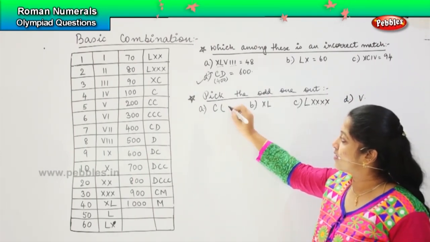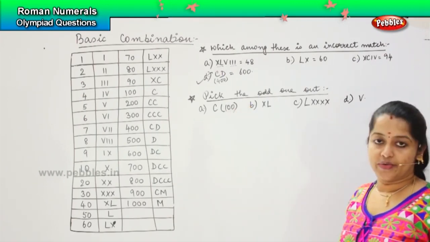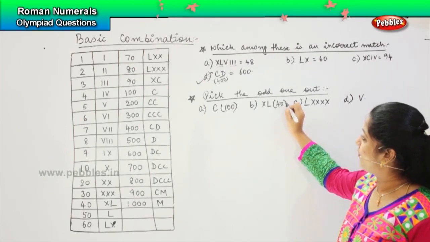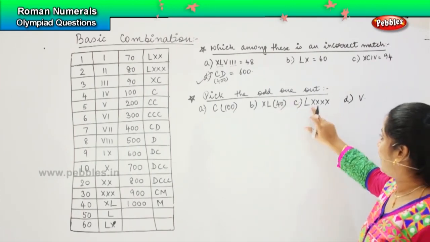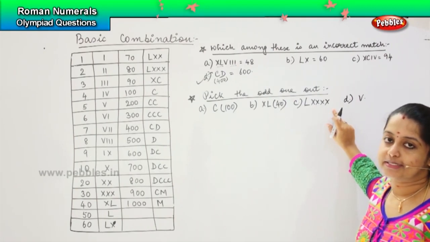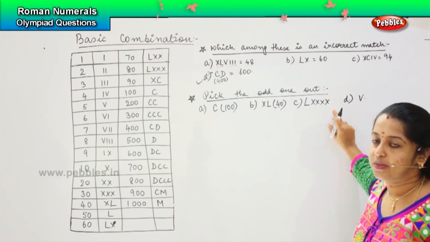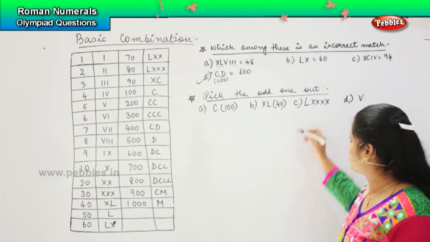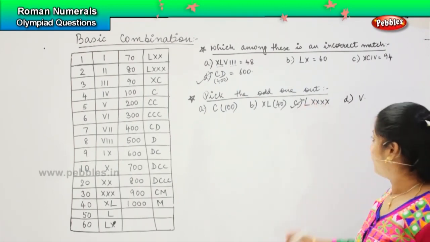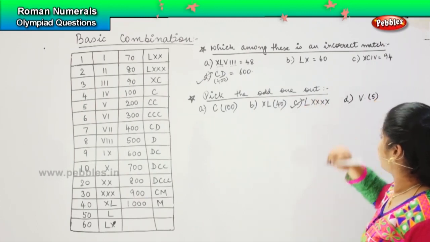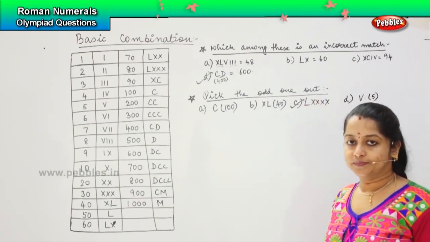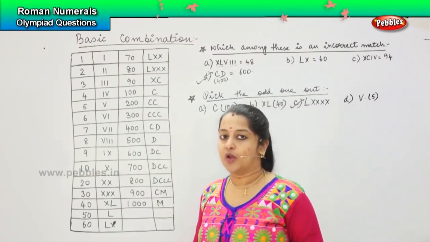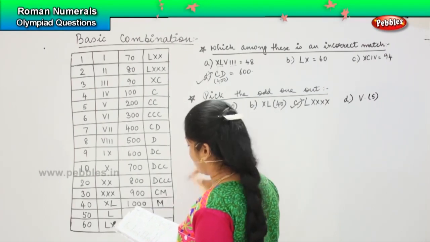C. It has the value as 100. XL. Very good. It has a value of 40. L followed by 4X. There is no such value here because the X is repeated 4 times, which is not possible. So this is the odd one out. And V, we know it is 5. Clear? Shall we move to the next one? So you're finding it interesting, children? Okay. So let us explore some more questions.